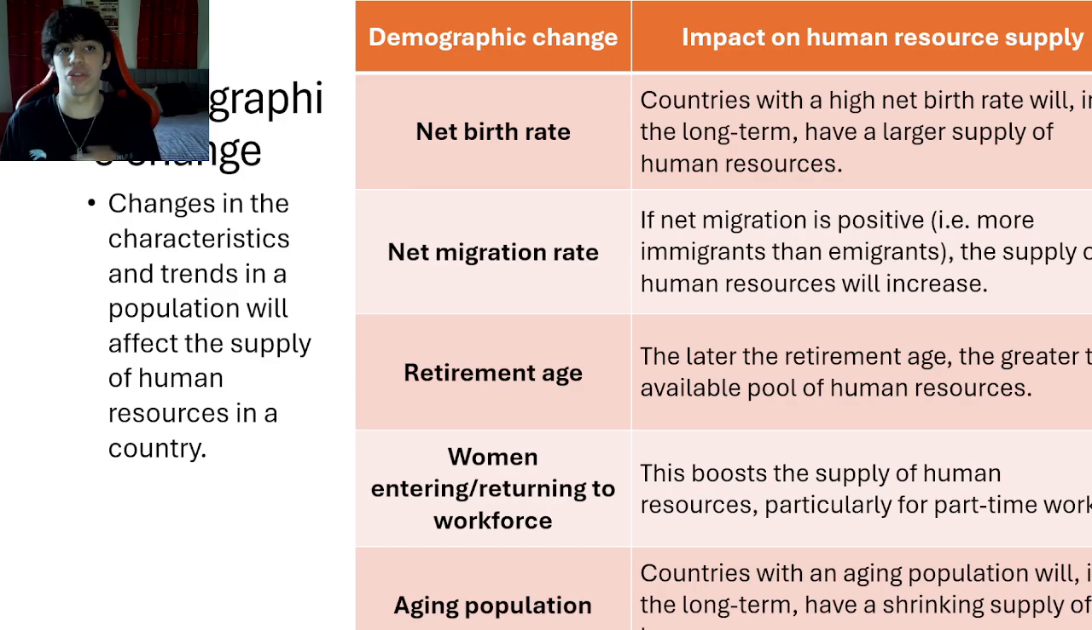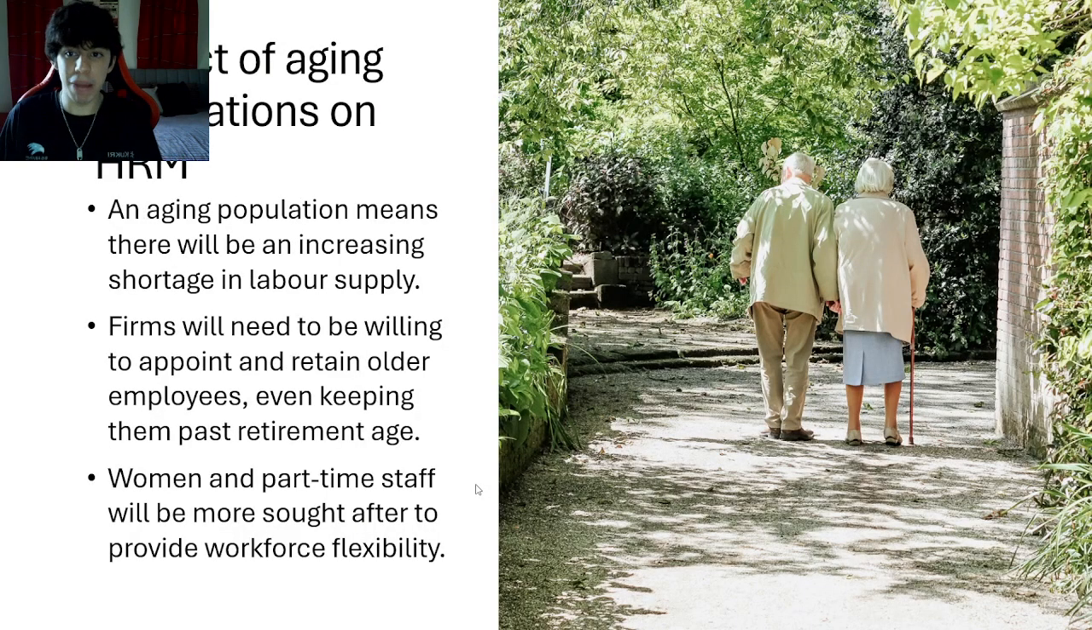Net birth rate: countries with a high net birth rate will in the long term have a larger supply of human resources. The net migration rate is the number of migrants coming into the country. So if net migration is positive, more immigrants than emigrants, then the supply of human resources will increase. The rest makes sense. So impacts of aging populations on HRM. An aging population means there will be an increasing shortage in labor supply. Firms will need to be willing to appoint and retain older employees, even keeping them past their potential retirement age. Women and part-time staff will also be more sought after to provide workforce flexibility.